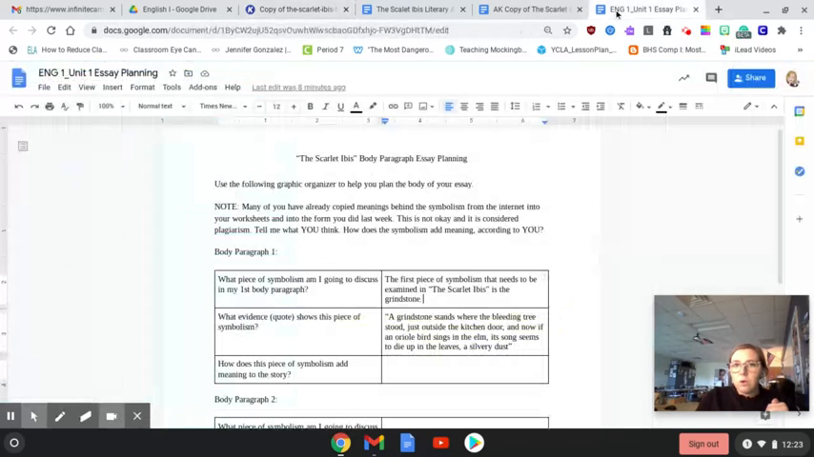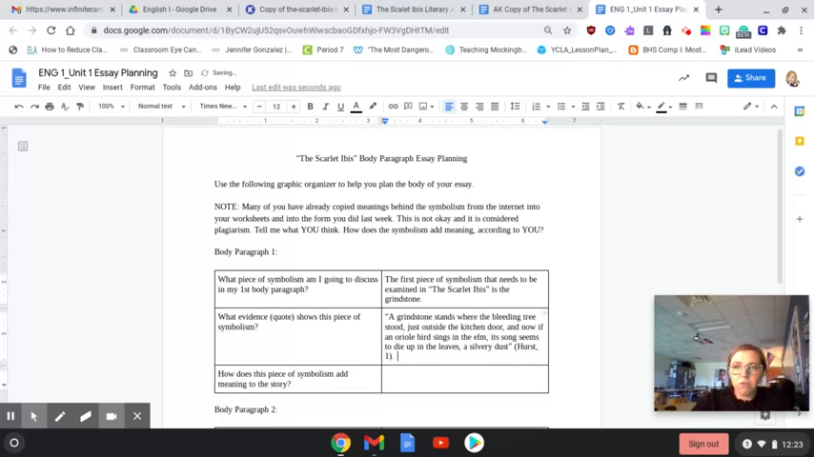So to do your quote, all you do is put down word for word what's in the text into the paragraph or into this box, and then you put quotation marks around it. Once you do that, in parentheses, you're going to add the author and the page number and then the punctuation. And that is how you add a quote into your essay. And then you would tell me how this symbolism adds meaning to the story. So what does the symbol symbolize and how does it create more meaning for the audience?